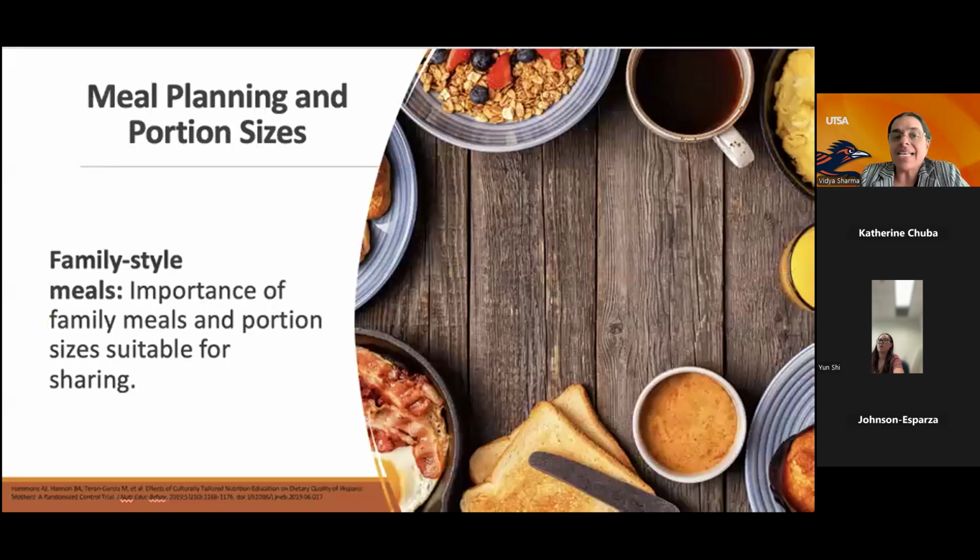Family style meals, with people's busy lives, I think it's important to emphasize a little bit, especially when you're looking at cognitive health, social connections, and support system. Family style meals certainly help make it a lot more balanced and more suitable. So that's something we should encourage people to really focus on.